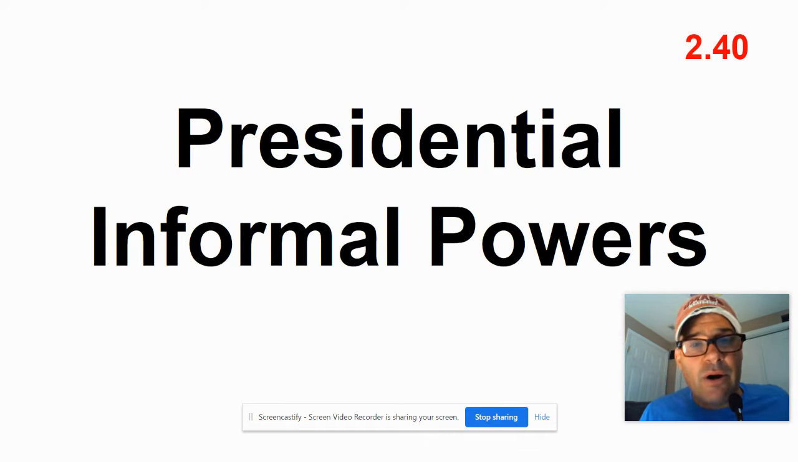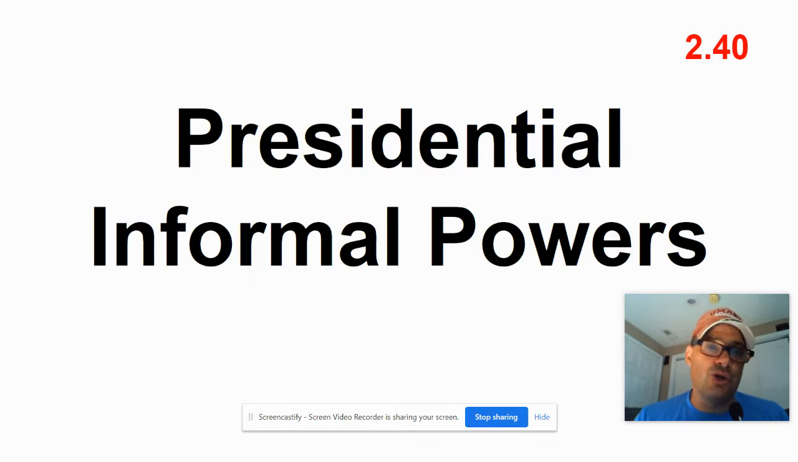Now, an informal power is a power that's not actually listed in the Constitution. It's something that has happened, and the powers of the presidency have expanded maybe beyond what the Constitution originally gave the president. So these powers mostly are more recent, more modern, in the last 100 years or so, and they've grown over time.